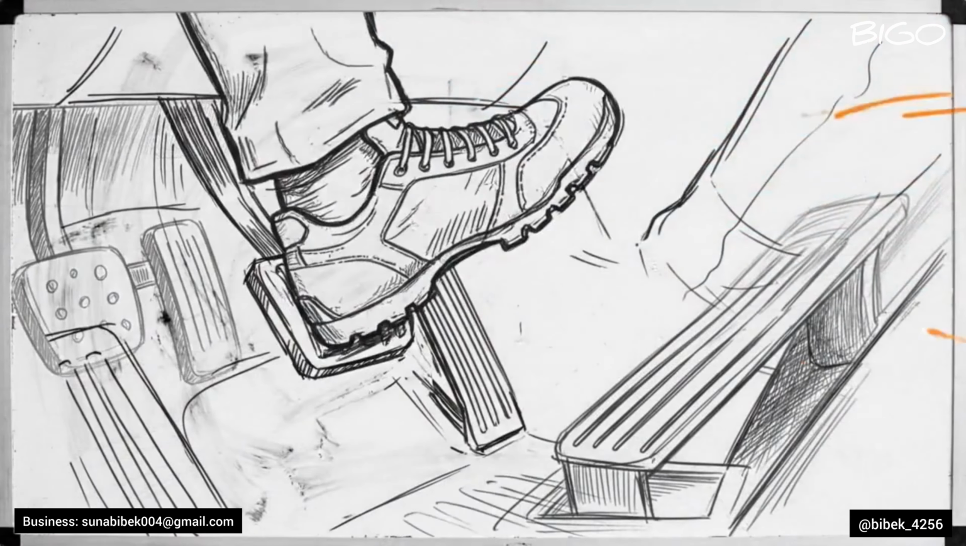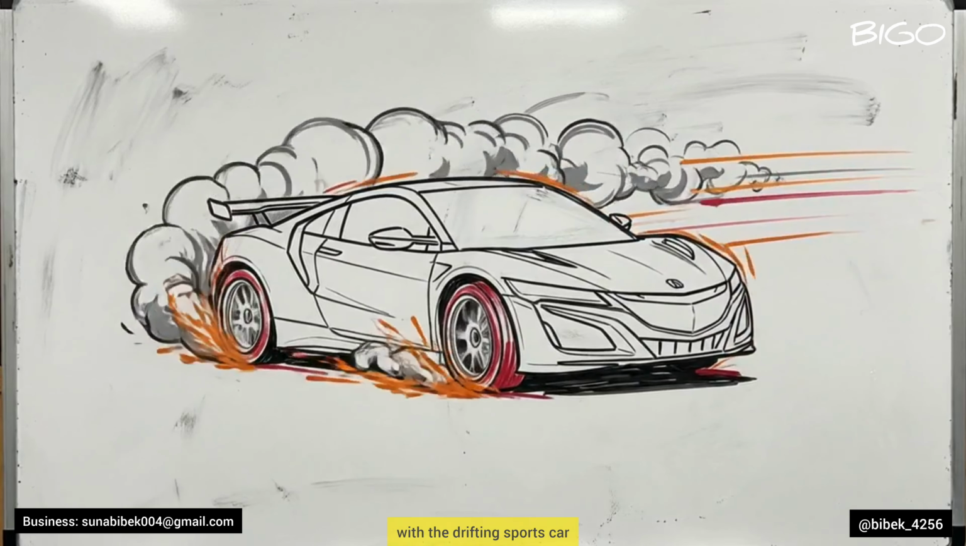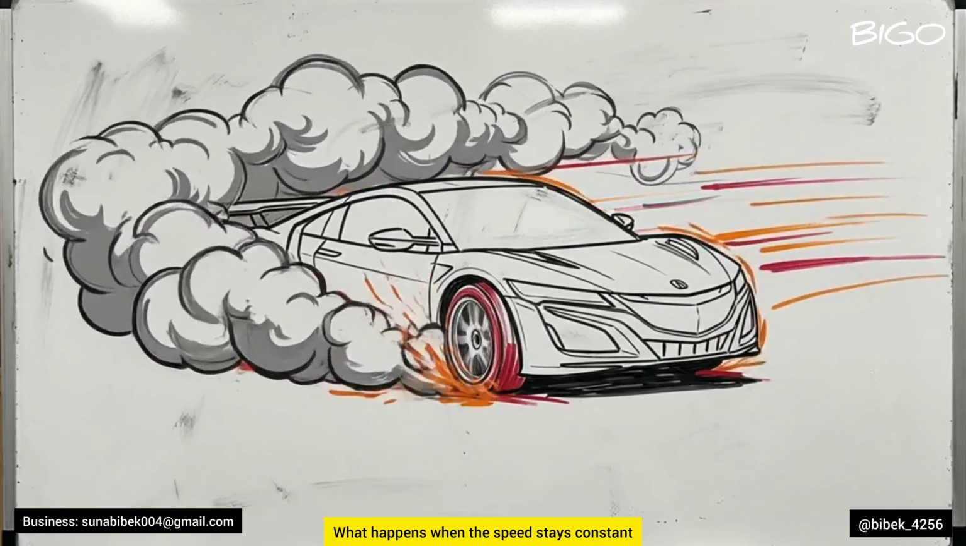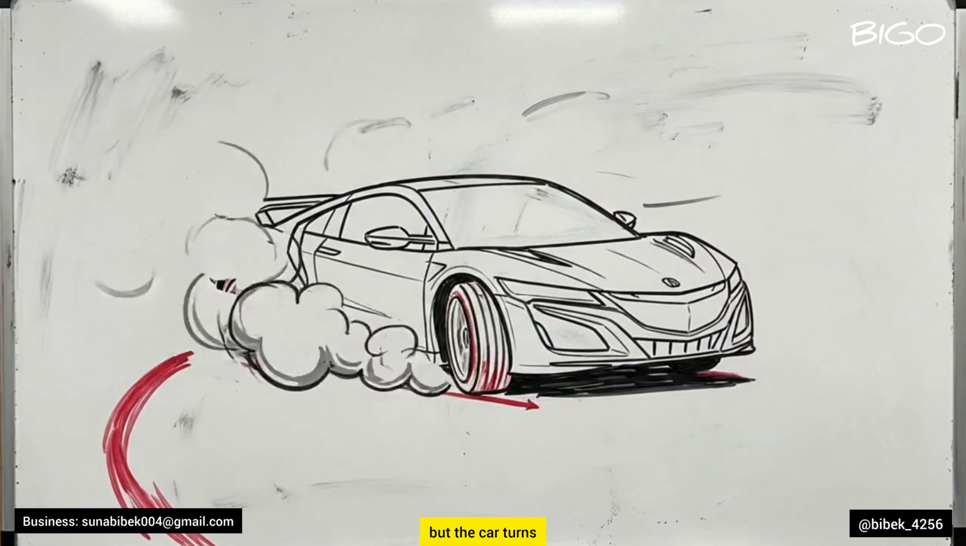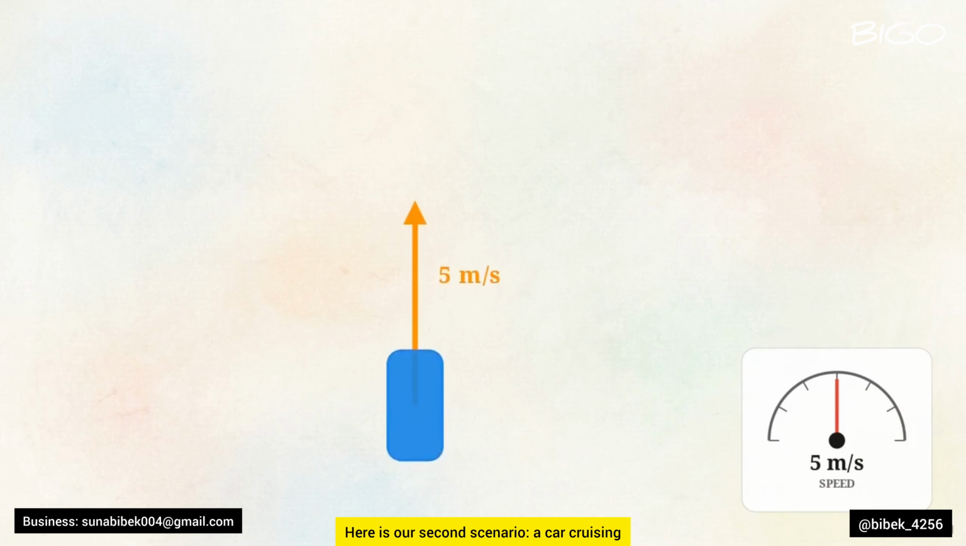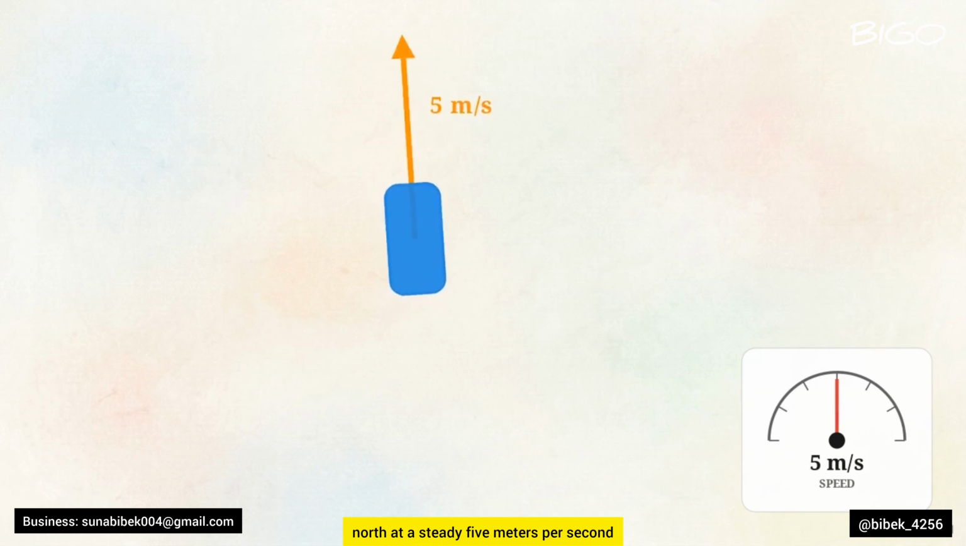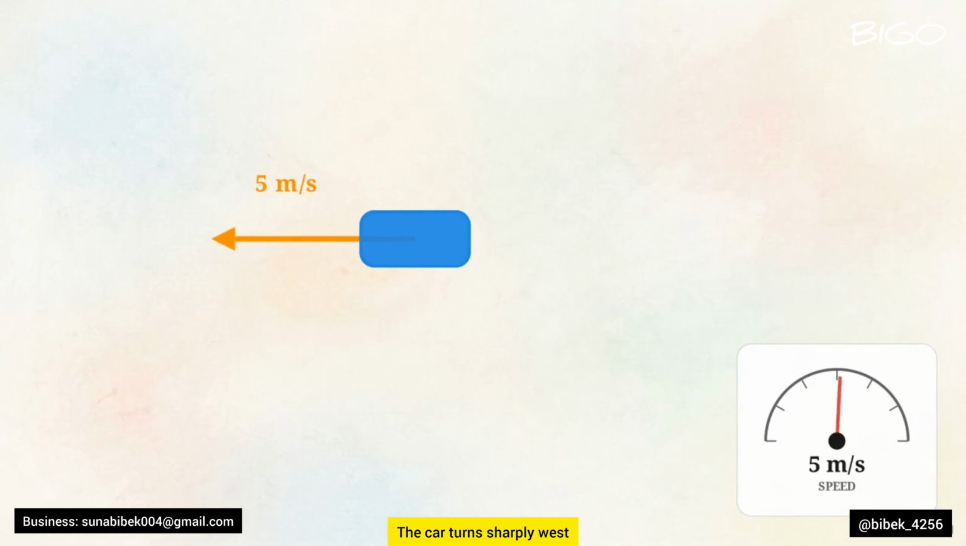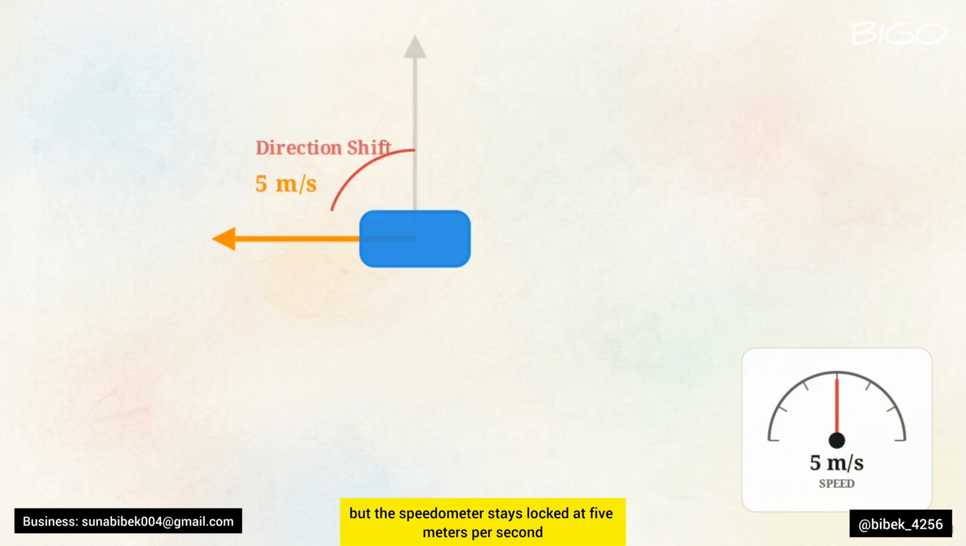Pressing the gas pedal on a straight road is the most common way we experience acceleration, because altering the speed changes the velocity. But let's go back to our initial dilemma with the drifting sports car. What happens when the speed stays constant but the car turns? Here is our second scenario. A car cruising north at a steady 5 meters per second. The car turns sharply west, but the speedometer stays locked at 5 meters per second.